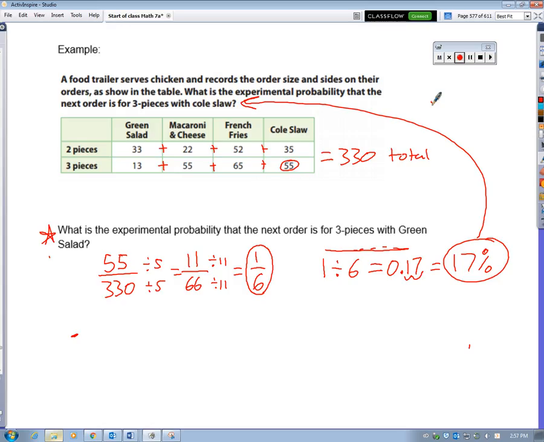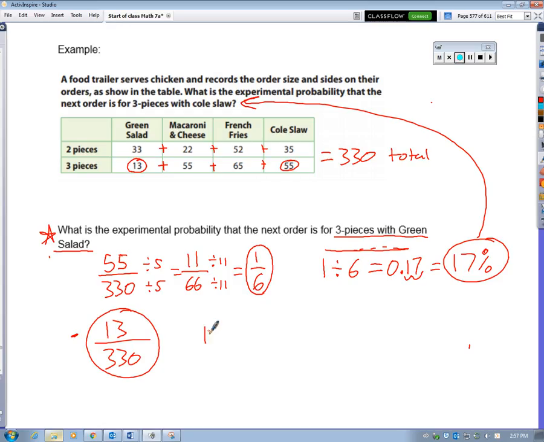Now let's find out the experimental probability the next order is for 3 pieces with green salad. So now we're looking at this number right here. That gives us 13 as how many 3 pieces with green salad there were, out of 330 total possible. I don't think this fraction is really going to simplify down all that well, so we'll leave it right there. We could try, but we don't have to simplify. It's just a step to make it easier if we want to.